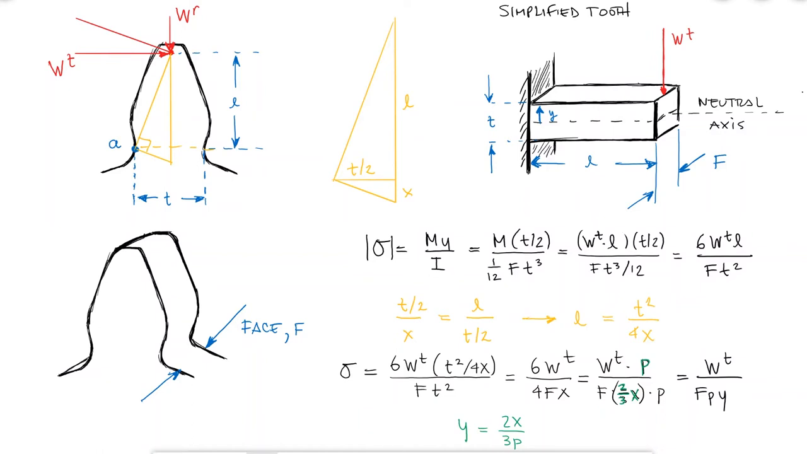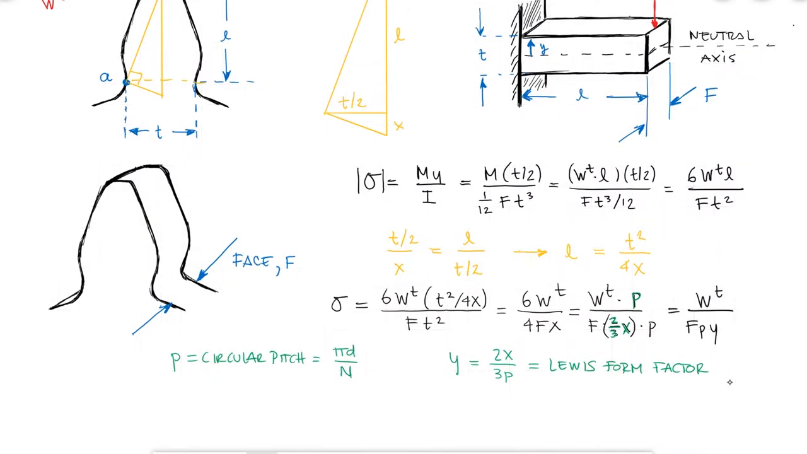The factor y is called the Lewis form factor, and since it depends on the circular pitch, which is the length of the arc from one tooth to the next, remember? And the distance x, which are both geometrical parameters of the tooth profile, the Lewis form factor can be found depending on the number of teeth for a given pressure angle.